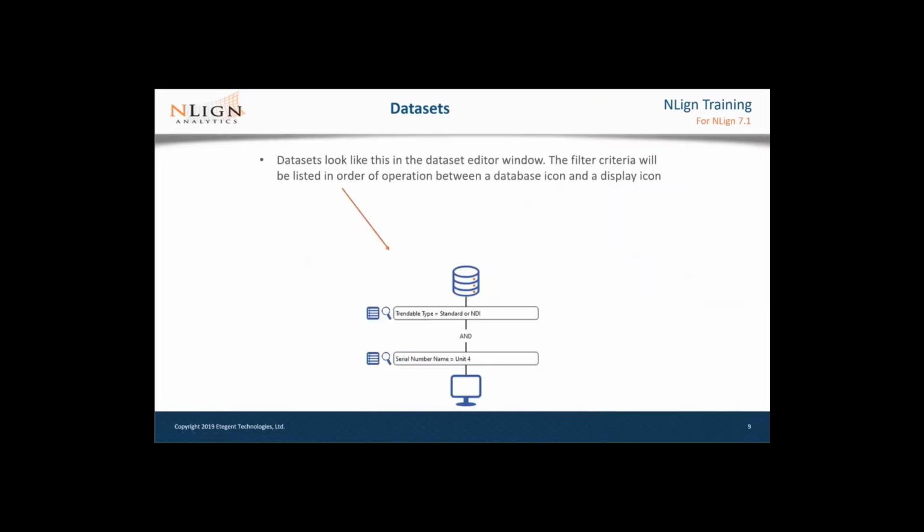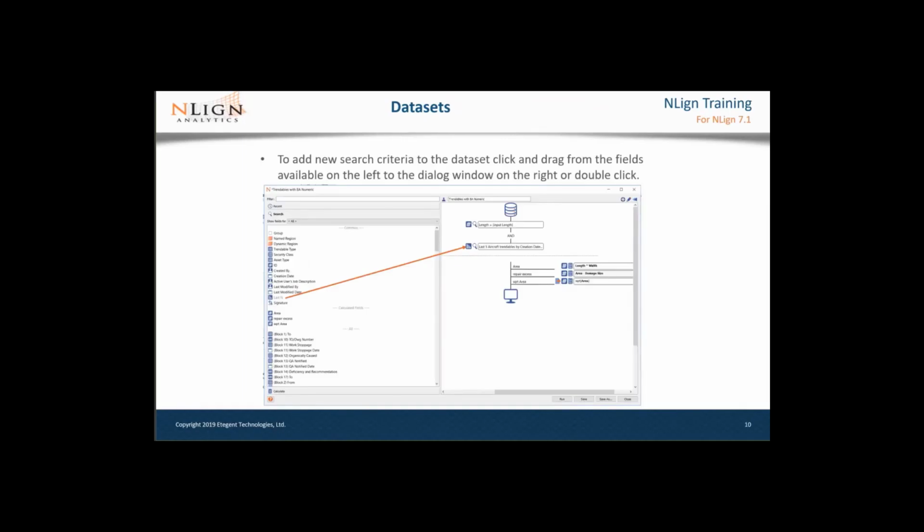So datasets in the editor and creator window will look like this. The filter criteria will be listed in order of operation between the database icon and the display icon. You can see this barrel looking icon is the database and the monitor icon is the display. Everything in between are operators or filter criteria a user has added. This can be an extremely powerful tool when you're trying to focus on specific data. For example, if you wanted to narrow down findings for a specific inspection or determining the significance of a defect.